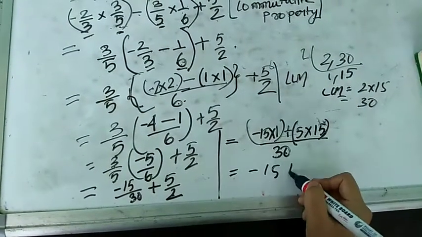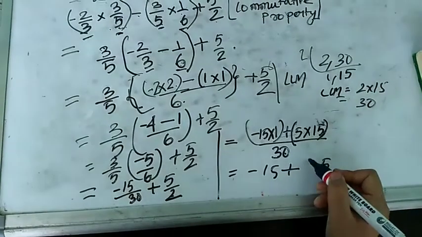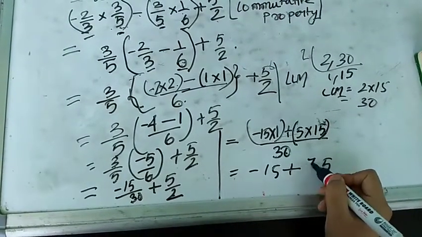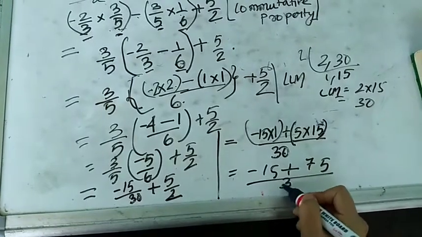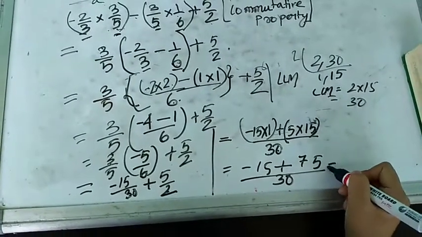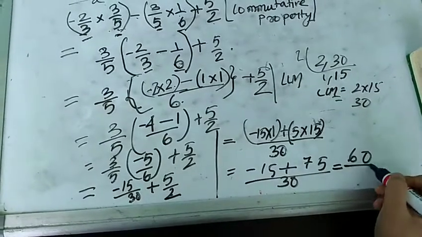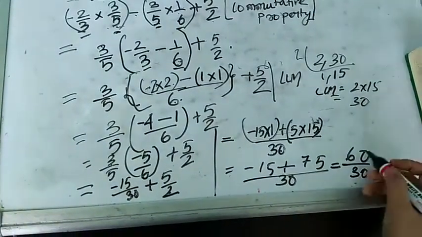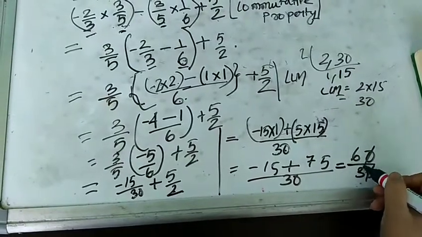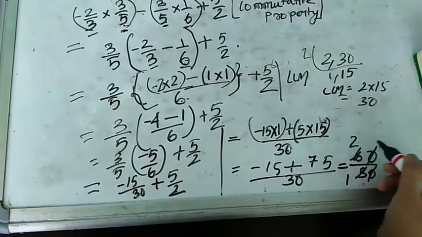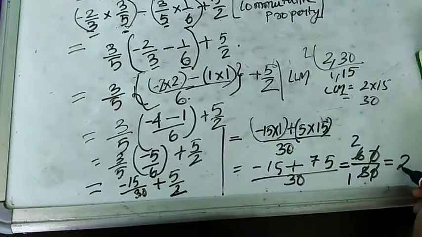That is equal to minus 15 plus 15 5s are 75 divided by 30. So that is equal to minus 15 plus 75 gives 60 divided by 30. So 0 and 0 cancel out each other and 3 1s are 3, 3 2s are 6. So your overall answer is 2.